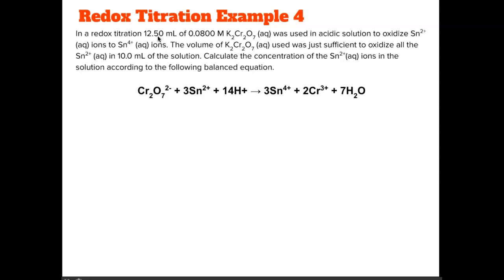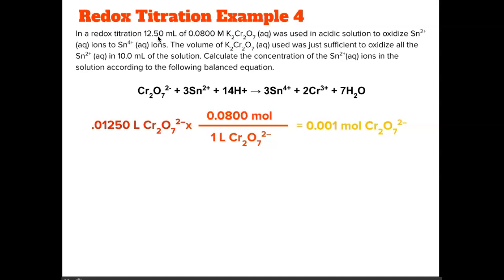Final problem, number 4. It says a redox titration required 12.5 milliliters of 0.08 molar potassium dichromate, used in an acidic solution to oxidize tin ions. What we have down below is the balanced equation for this. The first thing I want to know is how many moles of dichromate I had. So I'm going to take my volume of dichromate times its molarity, which was 0.0800. For every 1 liter, there's 0.0800 moles of dichromate, which means that the solution contained 0.001 moles of dichromate.